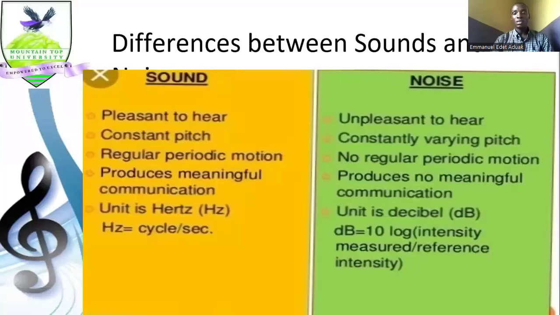What are the differences between sound and noise? Sound is pleasant to hear, while noise is unpleasant. Sound is constant, has constant pitch, while noise has varying pitch. Sound has regular periodic motion, while noise has irregular motion. Sound produces meaningful communication and it has hertz as its unit, while noise produces meaningless communication and it has decibel as its unit. These are the differences between sound and noise.